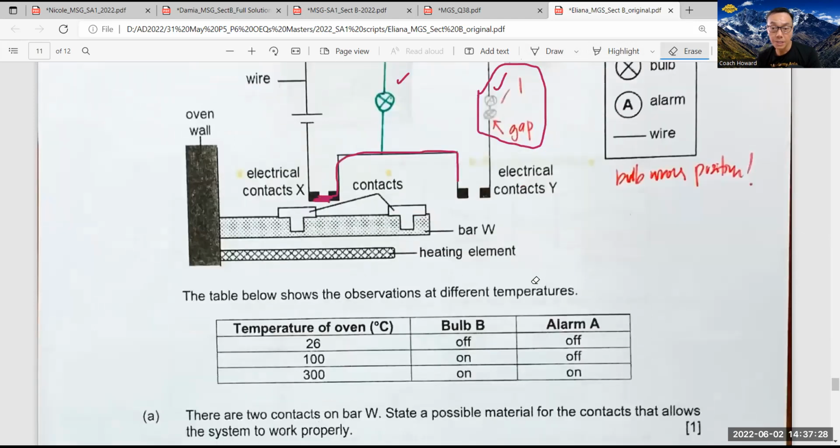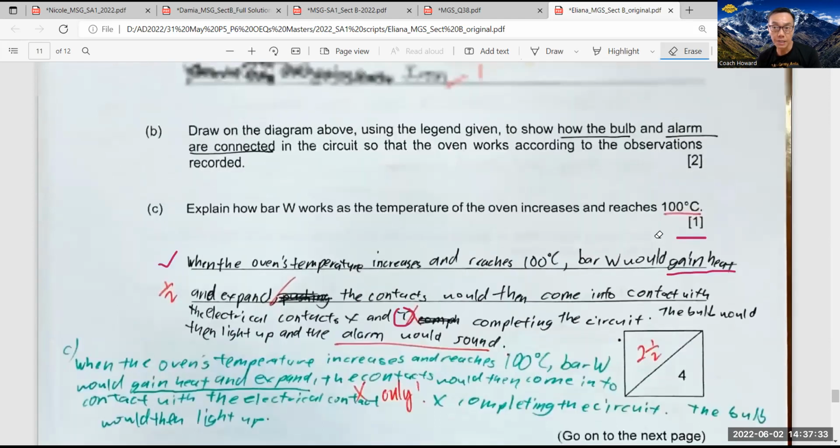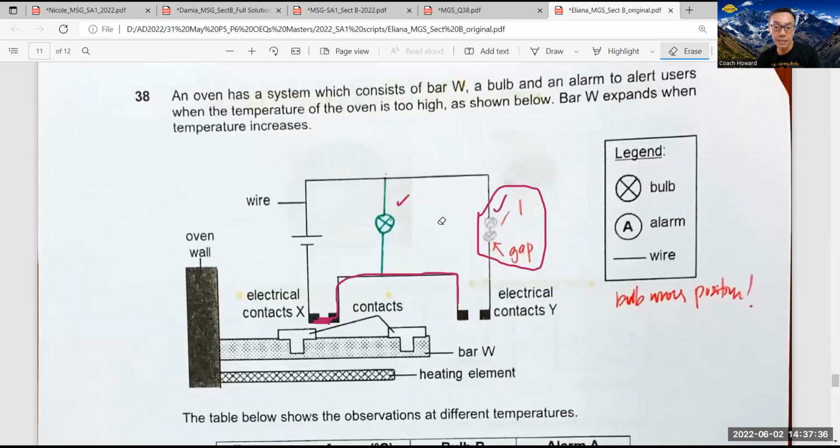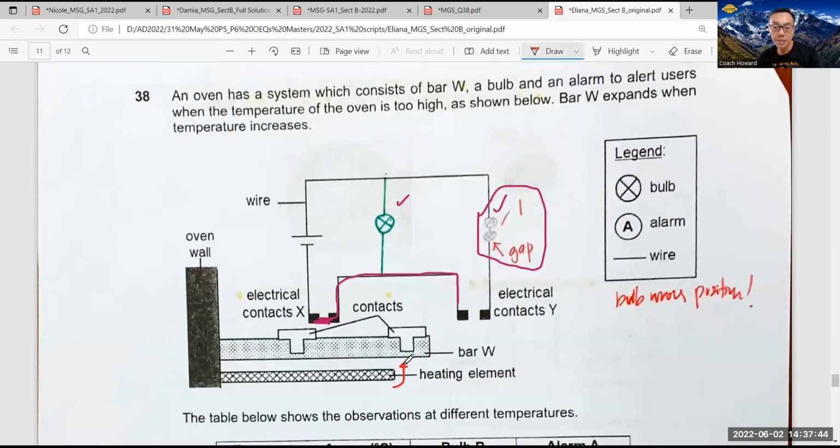So electricity cannot pass through both the alarm and the bulb. But her teacher was being lenient to give her 1 mark, giving her the benefit of the doubt that she understands how this works. Ideally, the bulb should be situated here. At 100 degrees Celsius, when the heat from the heating element is conducted to bar W, it will expand and cause this contact to form a close contact here. Electricity from the battery will go through this path, turning on the bulb only without turning on the alarm. I hope that you can understand this reasoning.